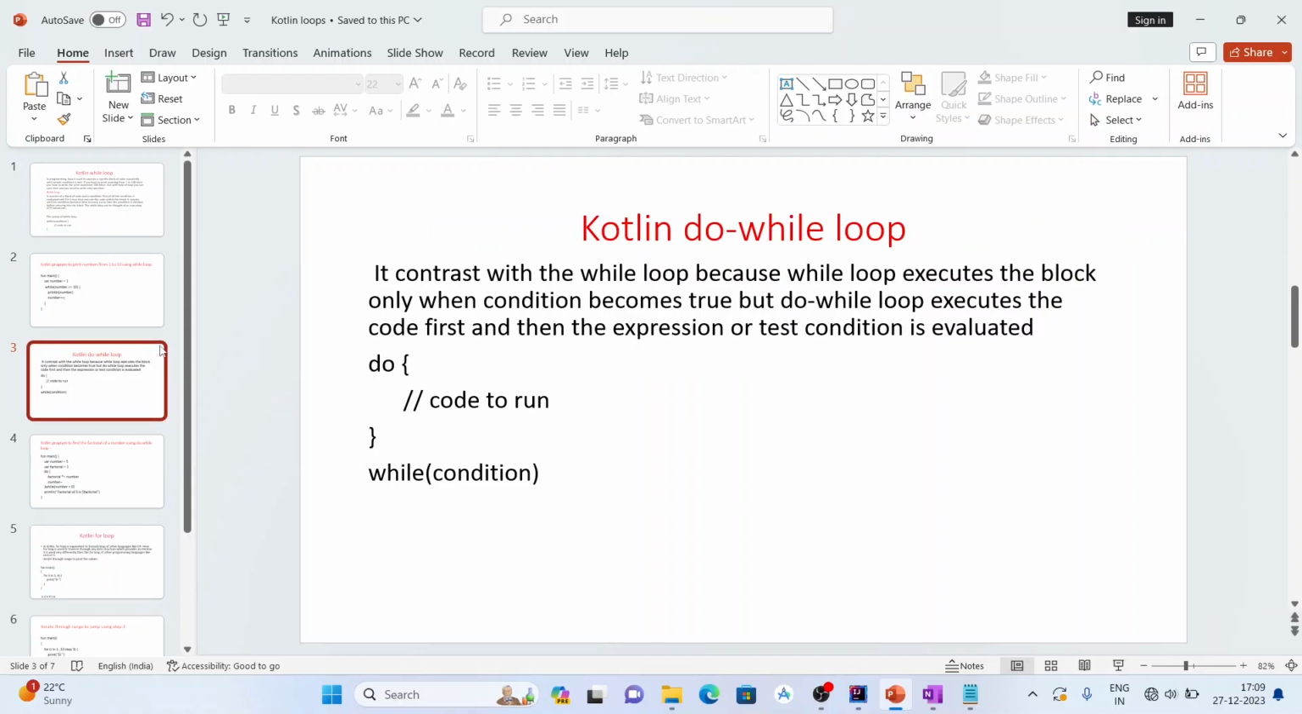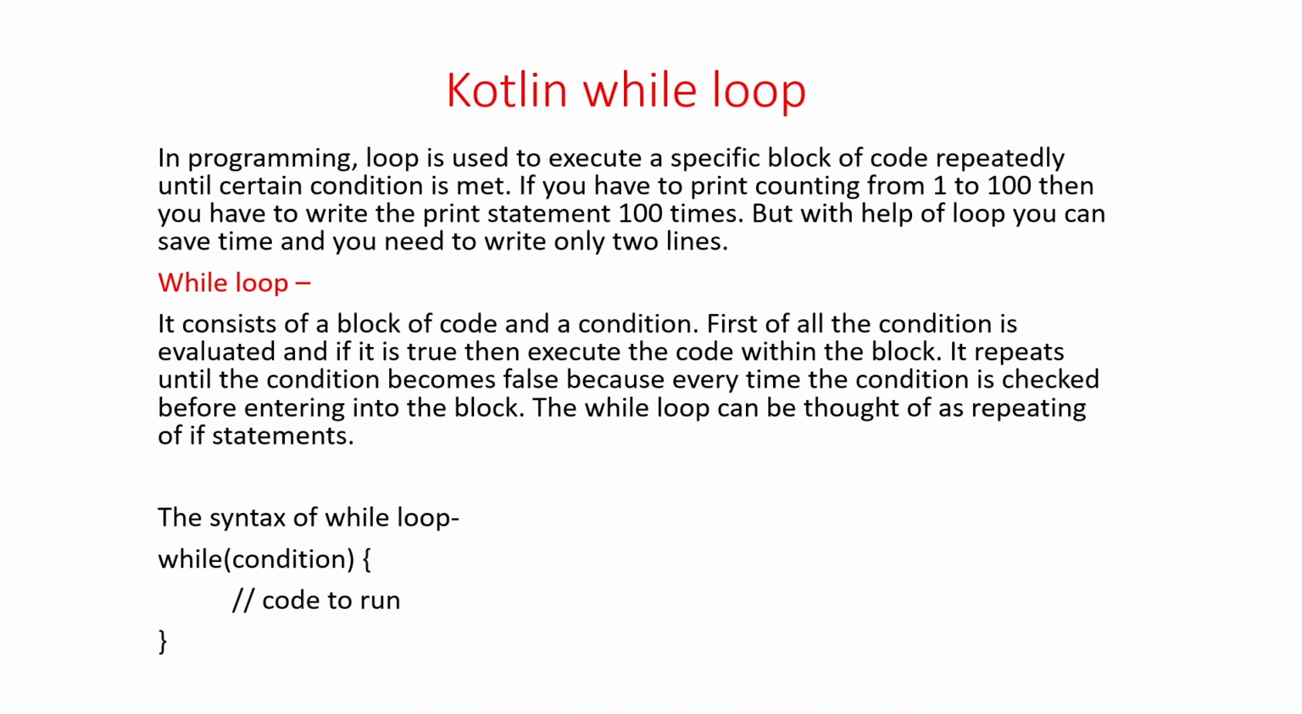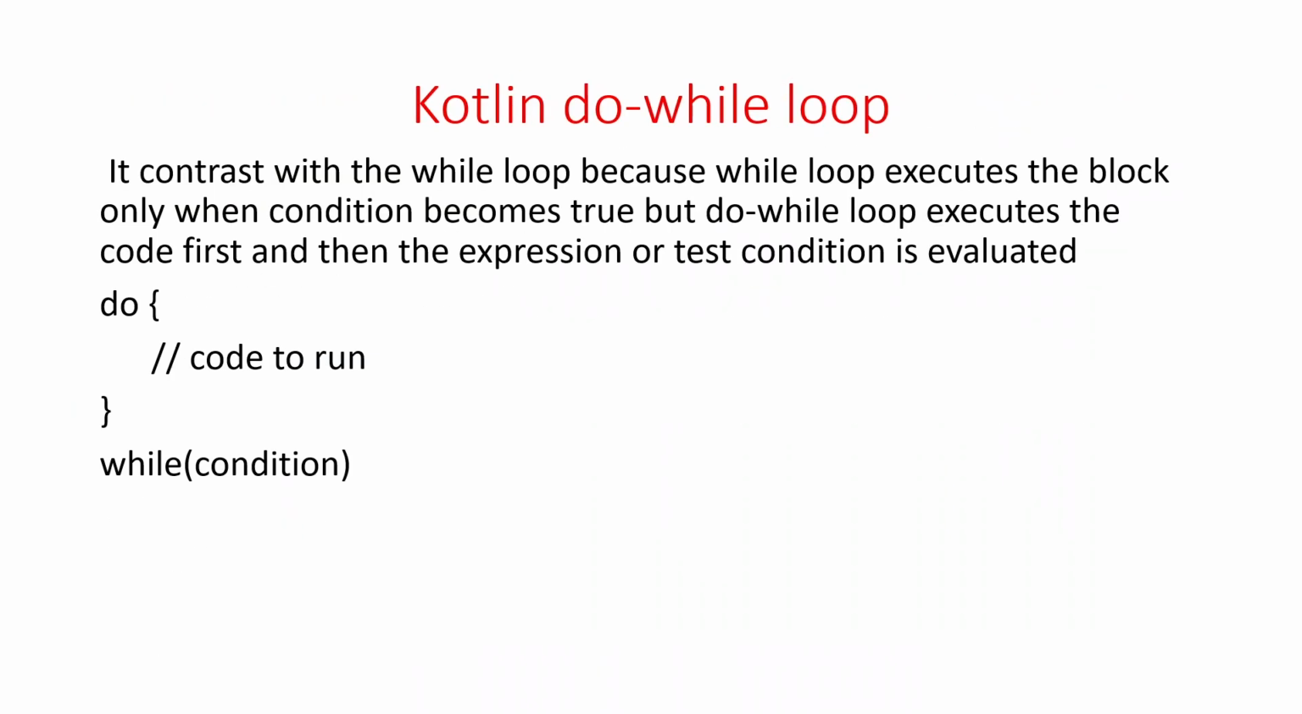Our next loop is the do while loop. In contrast with the while loop, which executes the block only when the condition becomes true, the do while loop executes the code first and then the expression or test condition is evaluated. First do, code to run, while condition.